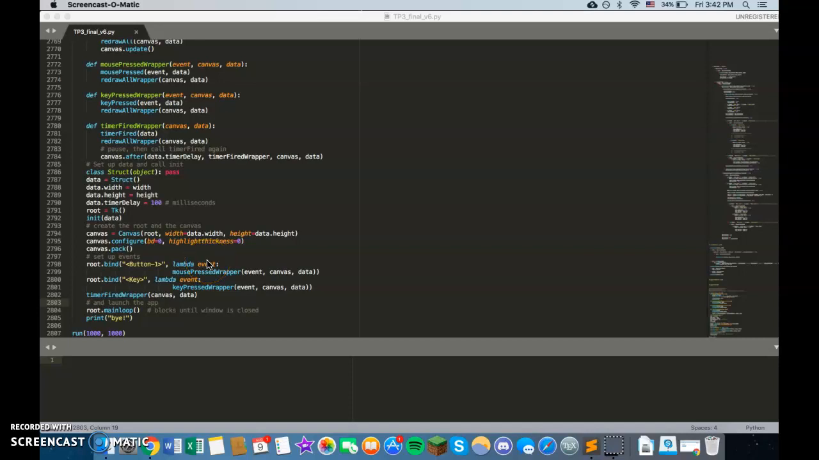Hello everyone, my name is Vishnu Raghavan, and for my 15-112 term project, I created a version of chess where you can look at what the legal moves are for any given piece at a specific time. So let's go ahead and run this.